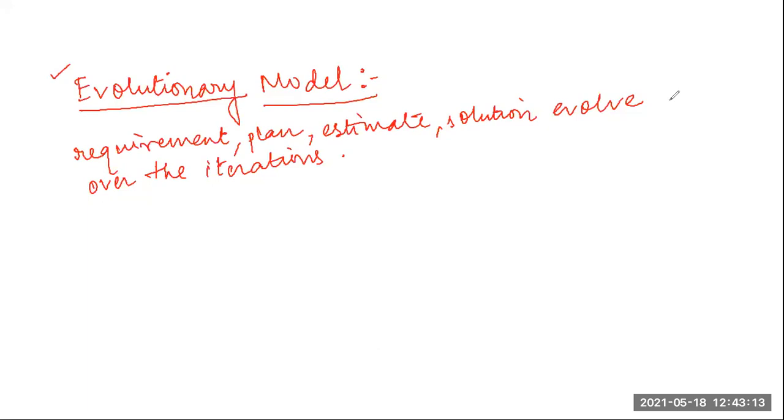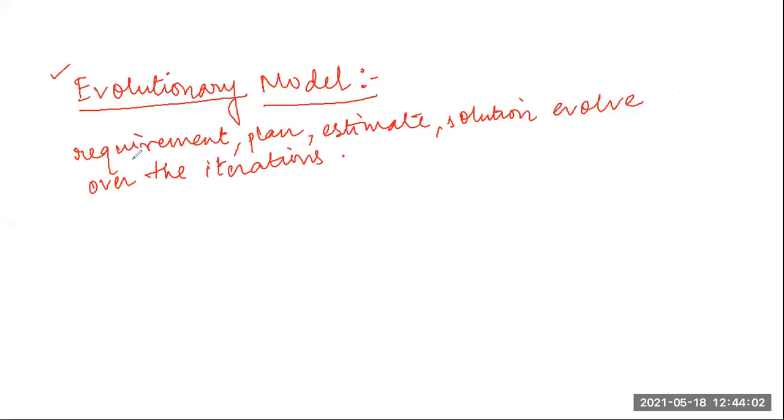So the concept is the same as in the incremental model also. In each and every iteration, new features were added. Here also, the product will develop, it will evolve. But one basic difference is, in the incremental model, the requirements, the plan, the estimations are frozen in the first slot itself, that is the requirement analysis and gathering phase. It was done only once. The requirements were frozen, fully defined, and after that the development iterations will begin.